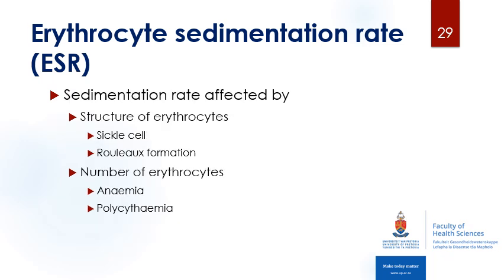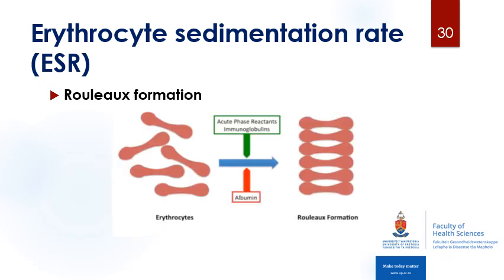So the sedimentation rate can be affected by the structure of your erythrocytes and the number of your erythrocytes. If your erythrocytes have an abnormal structure, such as in sickle cell disease or in rouleau formation, which we'll talk about in the next slide, it can affect your sedimentation rate. The number of your erythrocytes matters too: in anemia, where you have very few erythrocytes, or in polycythemia, where you have a lot of erythrocytes, that can also affect your sedimentation rate.